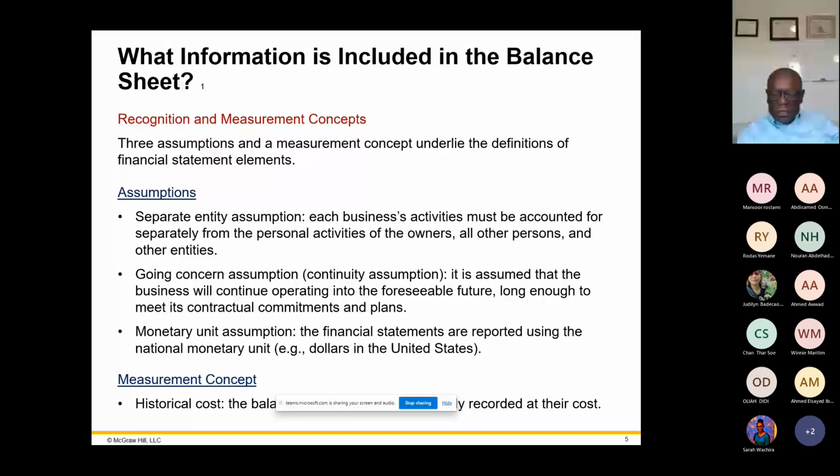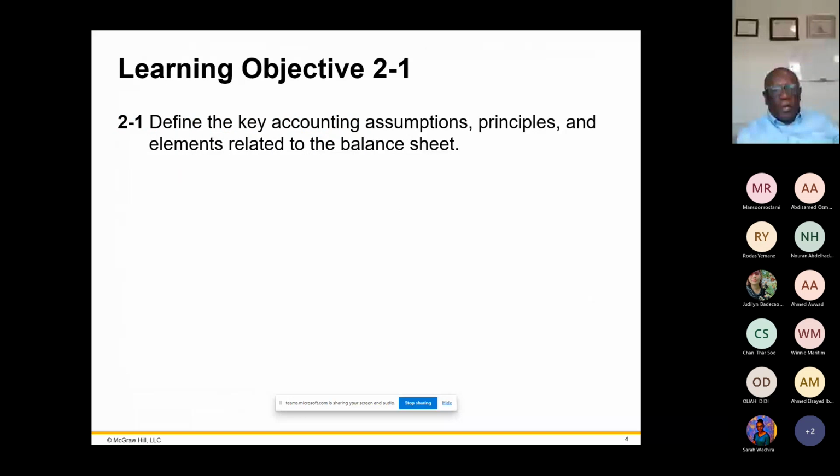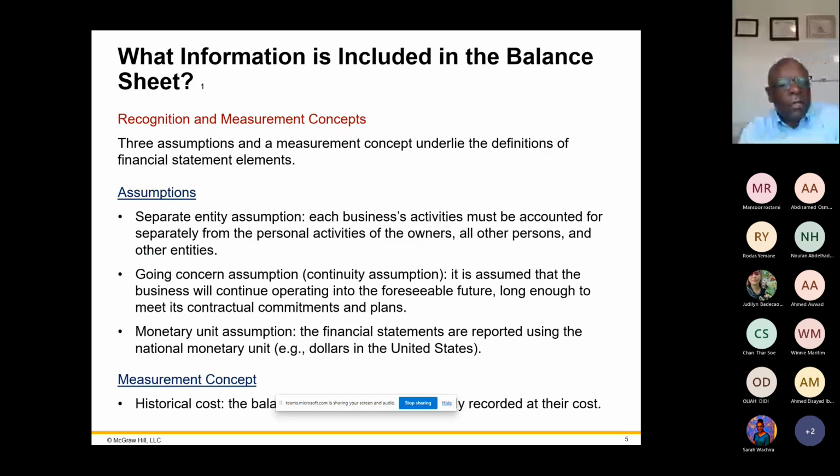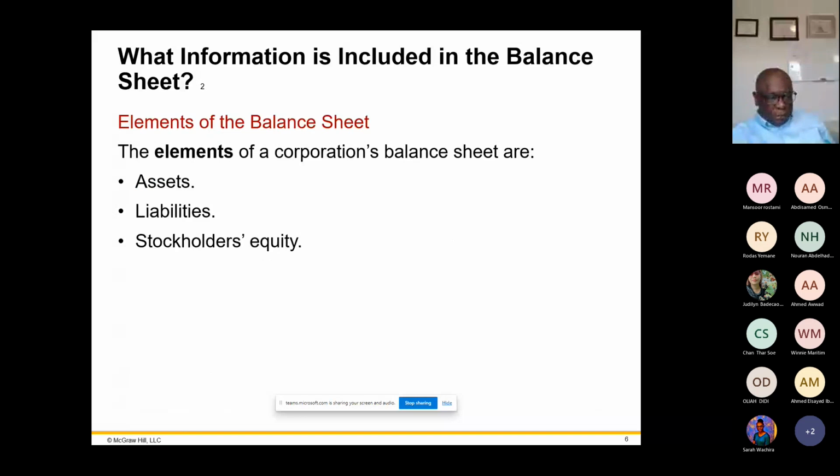Okay, determine the key accounting we have done. Understanding amounts appearing on the company balance sheet. Oh, am I going back or going forward? Okay, I was going back. You all know the three elements we are looking at here on the balance sheet: assets, liabilities, stockholders' equity.